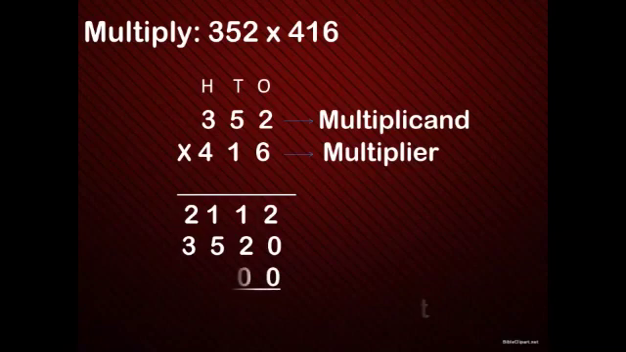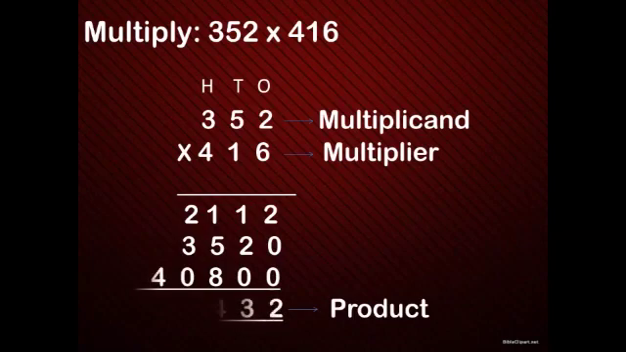We will start adding. 2 plus 0 is 2. 1 plus 2 plus 0 is 3. 1 plus 5 plus 8 is 14. Carry over 1. 3 plus 2 plus 1 is 6. Then 4 and 1. So the product is 146432.